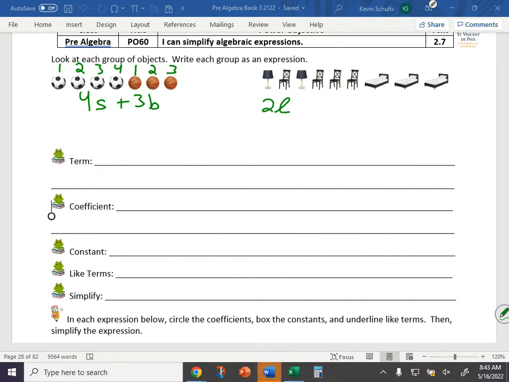2L. There we are. That's better. How might we represent the number of chairs we have, Kate? 4C. And how might we represent the number of beds we have? 3B. Okay? And really, at its core, that's all what this unit is going to be about.